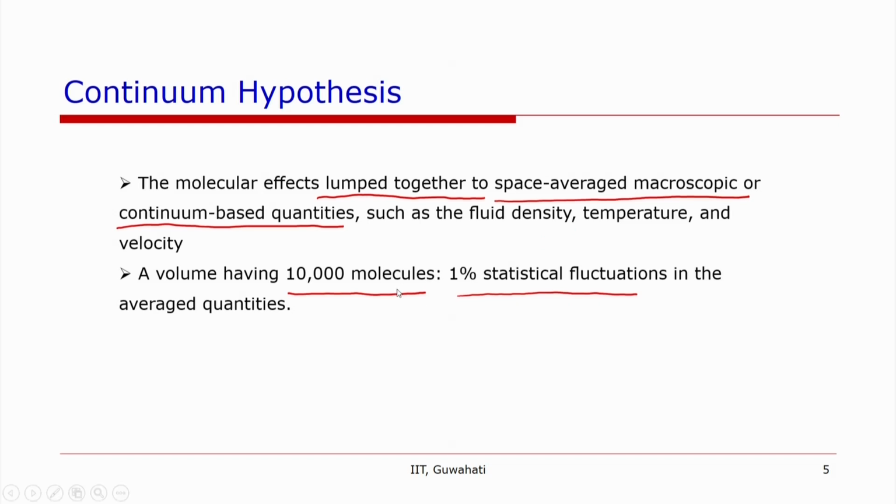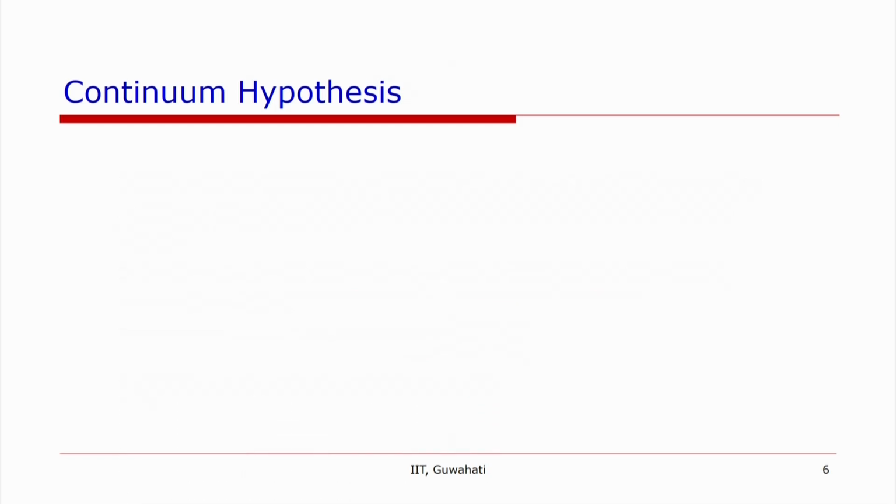Then the question will come that when you go to smaller and smaller scale, probably you might not have enough molecules to assume it to be continuum. So, every time we go to a smaller scale, we need to check the continuum hypothesis. For air at standard conditions, this volume is about 3.7 into 10 to the power minus 22 meter cube, in which one can expect to have about 10,000 molecules.